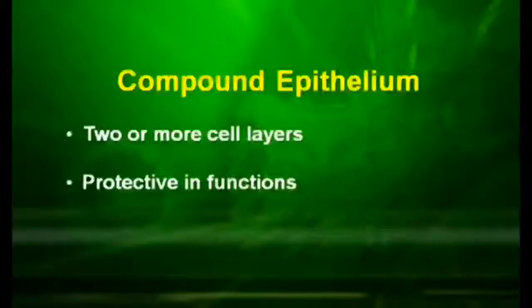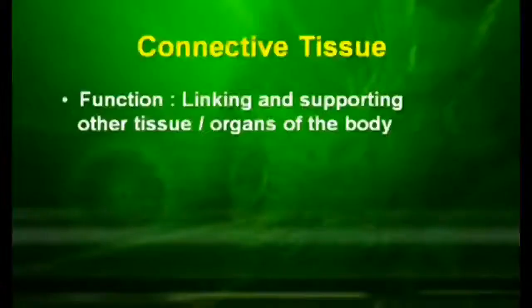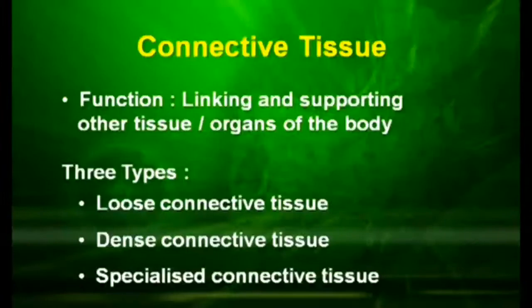Compound epithelium tissue is made up of two or more cell layers, and they are protective in function. The next type of tissues under the animal tissue category is the connective tissue. Their function is linking and supporting the other tissues and organs of the body. We find three types of connective tissues. These are the loose connective tissues, the dense connective tissues, and the specialized connective tissues.